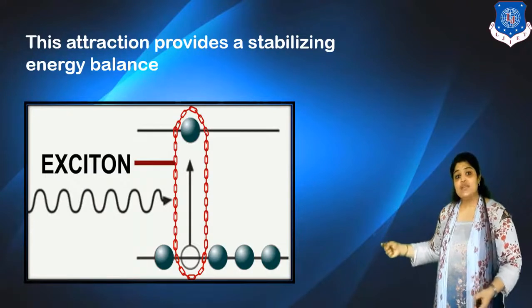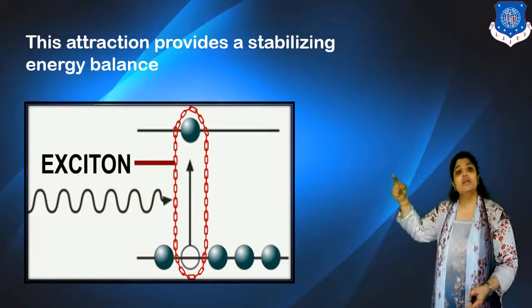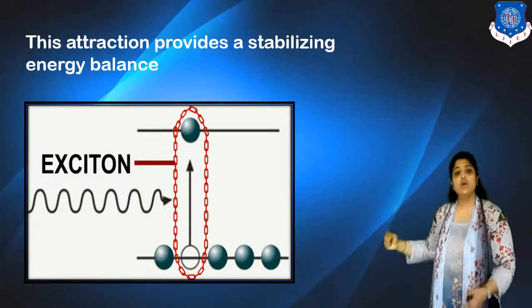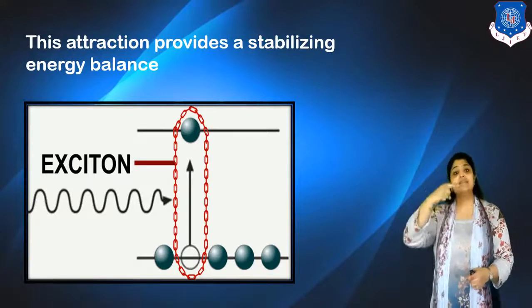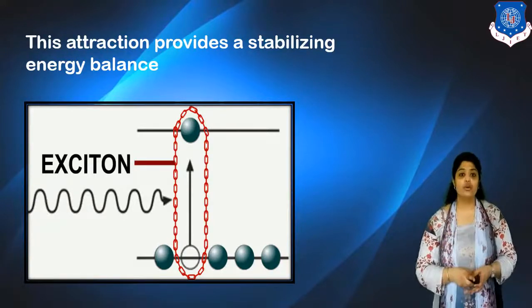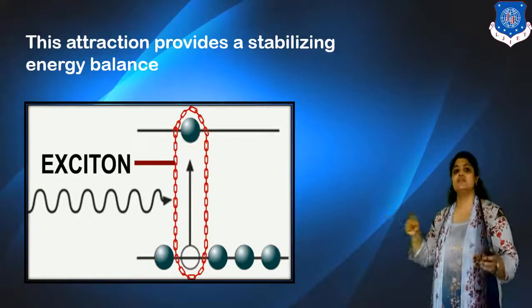And you can just notice that there is a chain sort of surrounding between the electron in conduction and the hole in valence. And this indicates the bounded state of electron and hole, and this bounded state is what is known as an exciton. Now let us discuss the types of excitons.